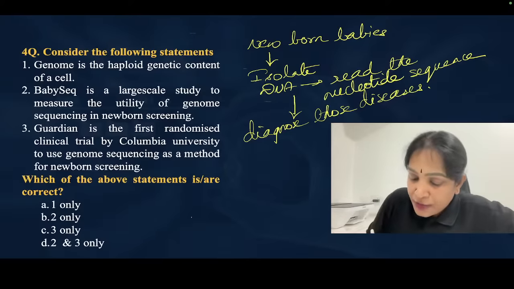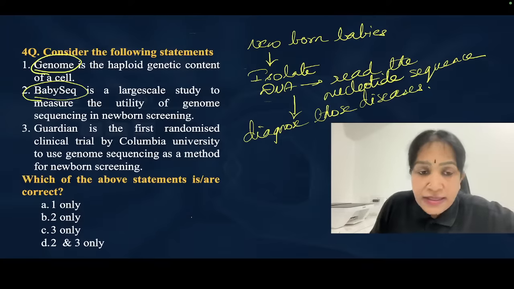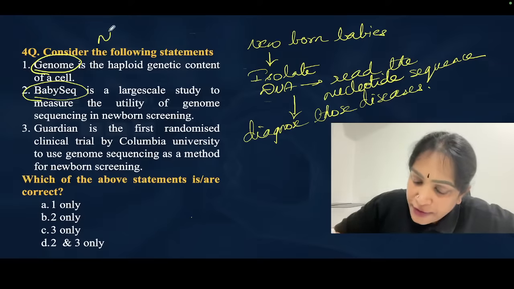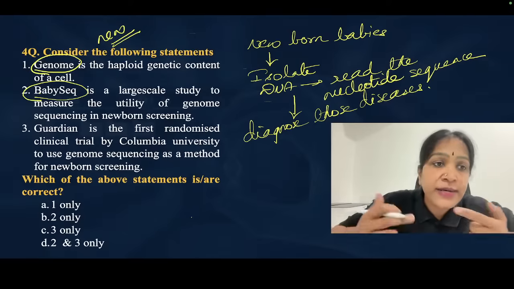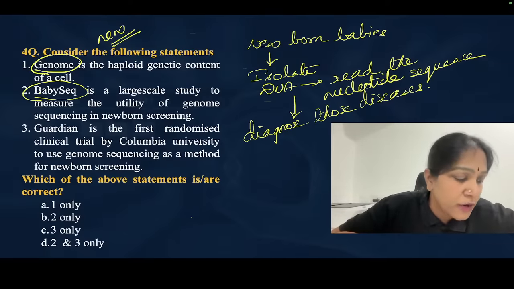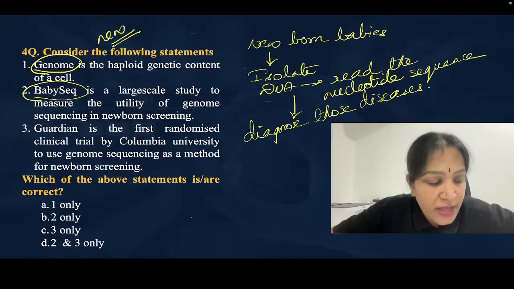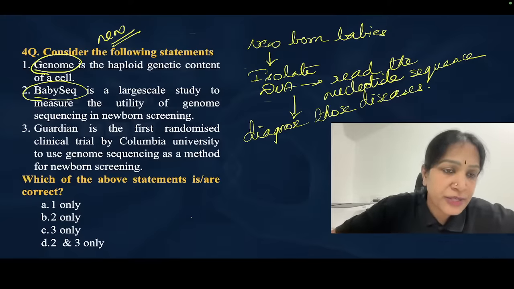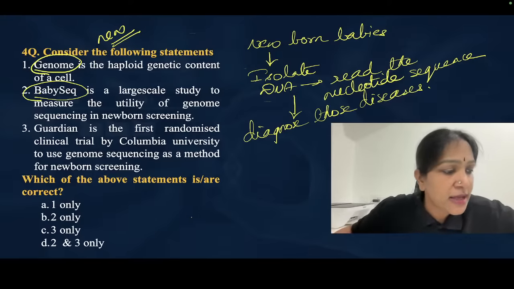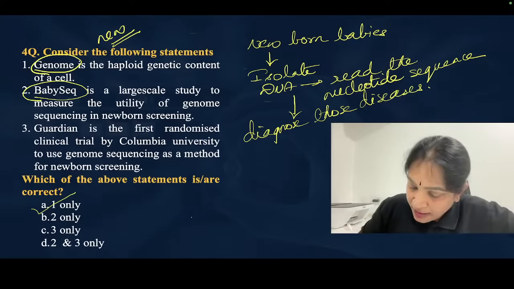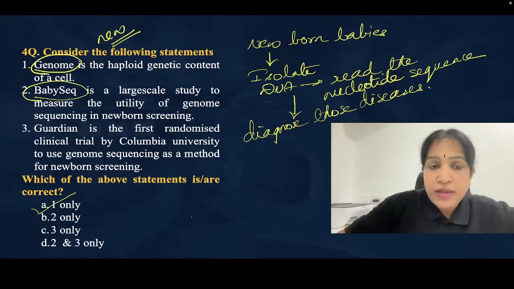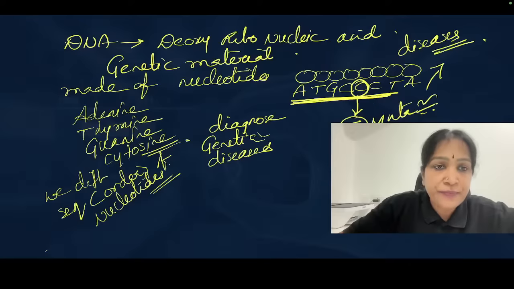I know that baby-seq and genome, these words are new for some of you. At least I did not explain those words. What is genome? What is baby-seq? I did not tell you. Take it like additional information, extra information. Just guess the answer. Fourth question. The right answer is A. Okay. Now, let us first try to understand what is the genome.